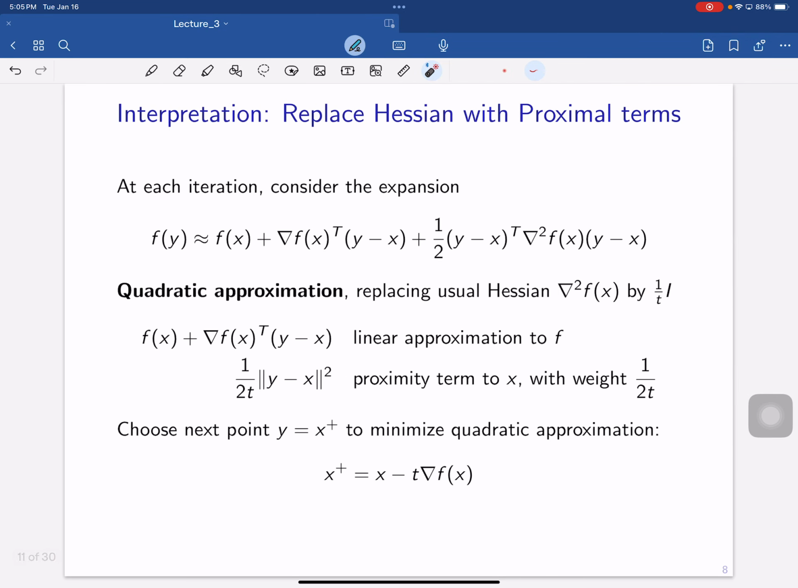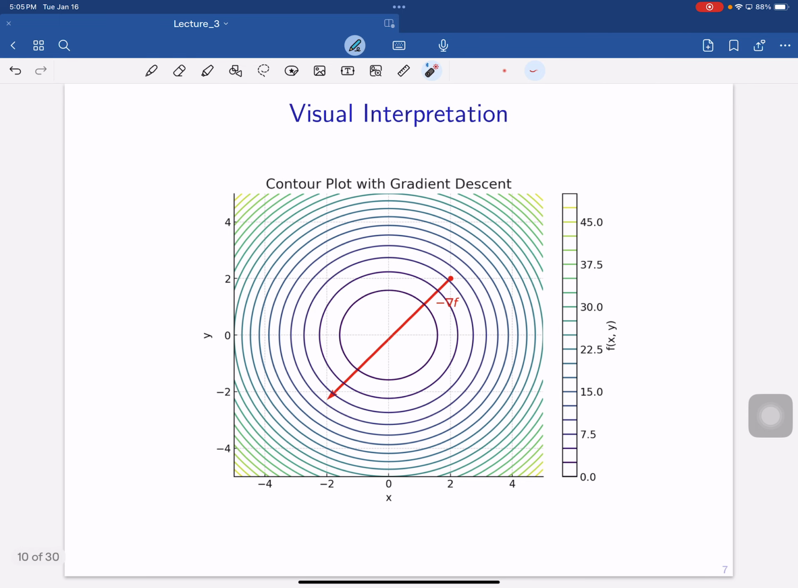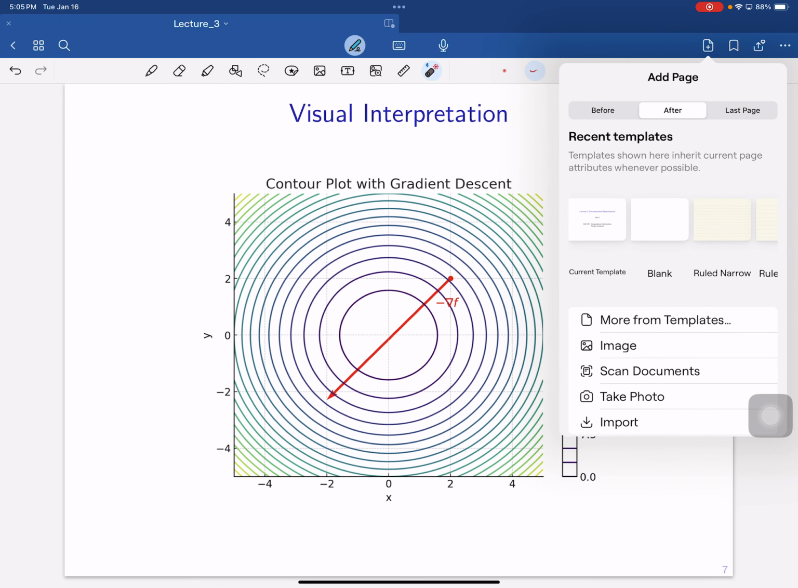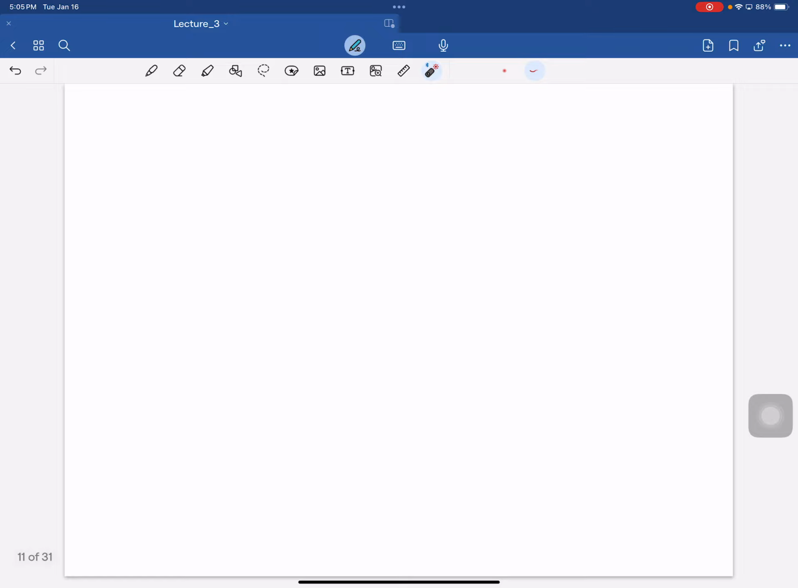Okay, so here's another interpretation. It's a little bit more convoluted. Let me write it down so that you guys can slowly absorb it. So another interpretation is through Taylor series expansion. So let's say we do a second order Taylor series expansion of the function f(x) at a given point, right?